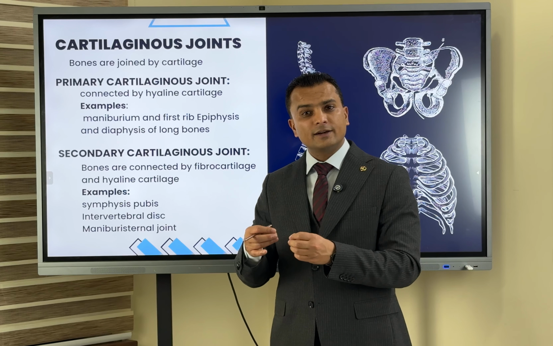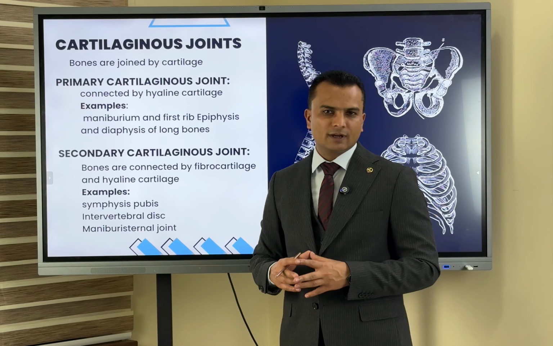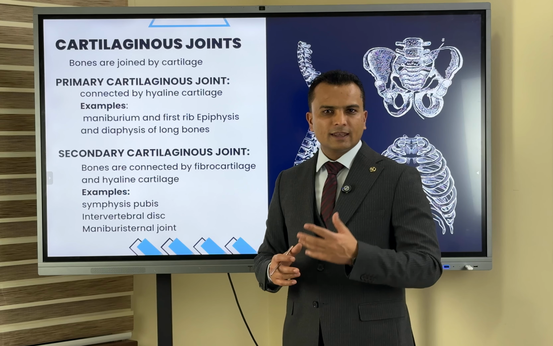Then you have secondary cartilaginous joints. These bones are connected by fibrocartilage and hyaline cartilage, and these are the joints of the midline of the human body, like the manubriosternal joint, the pubic symphysis joint, or posteriorly the joints of the intervertebral discs. These are called secondary cartilaginous joints.